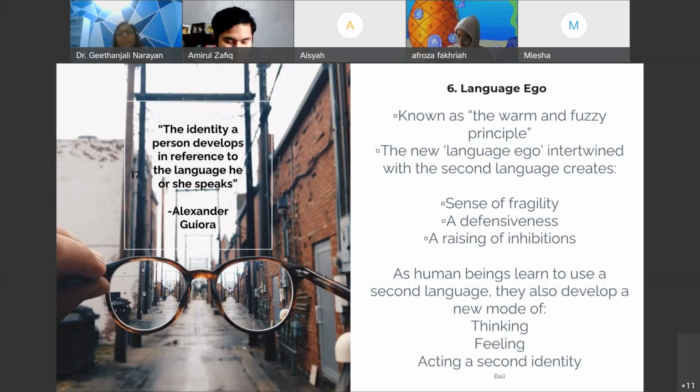So this is, well, they call it the warm and fuzzy principle because you can't really explain it. And it deals with the sense of fragility. Like, what if I say it and it's wrong? Then it'll break my confidence. I'm actually good in the language, but I don't want to own up that I don't know because what if I say it and it's wrong, then it's going to break that ego in me. So that's a sense of fragility.